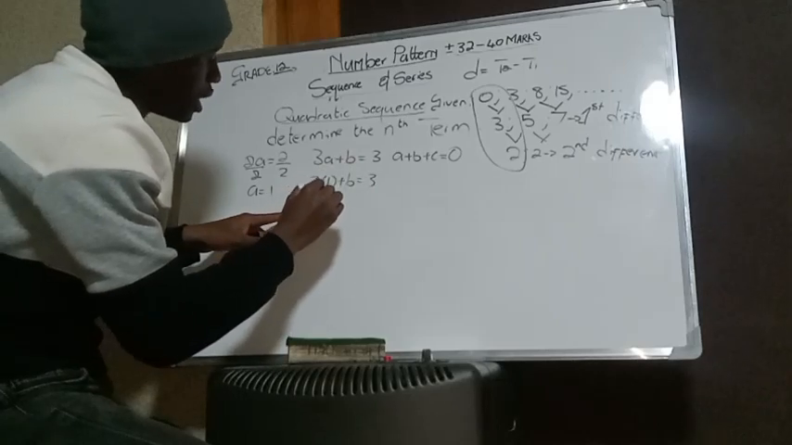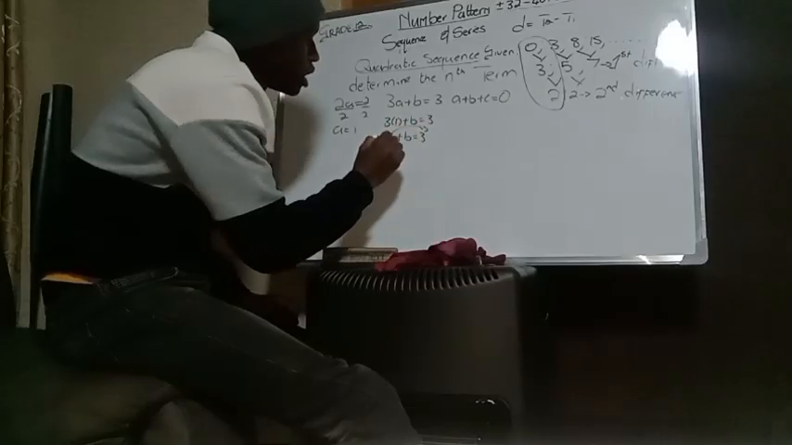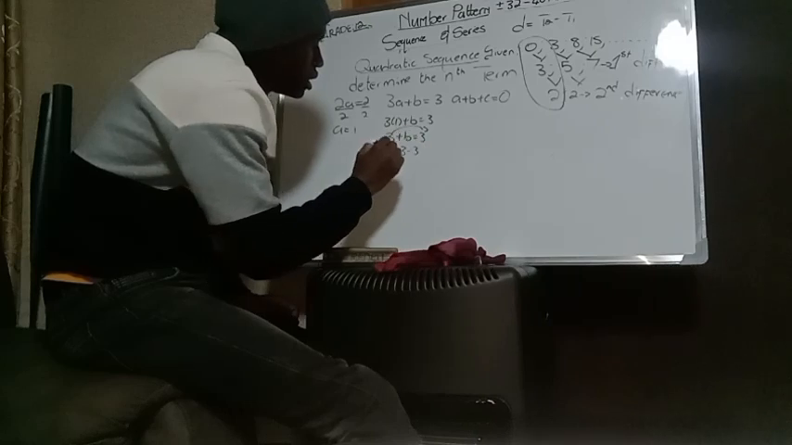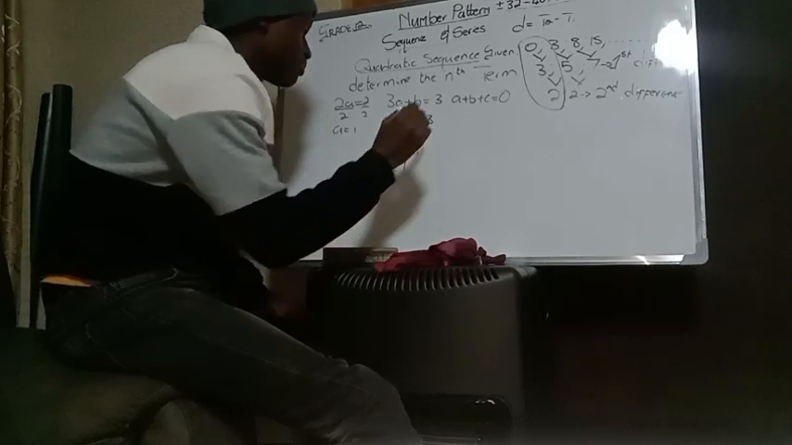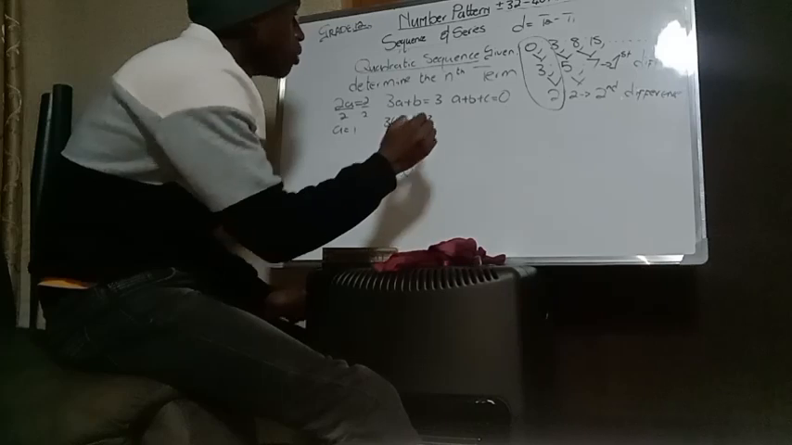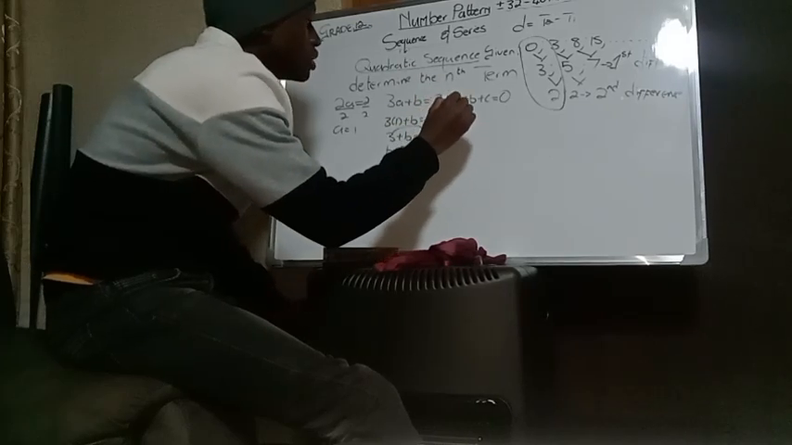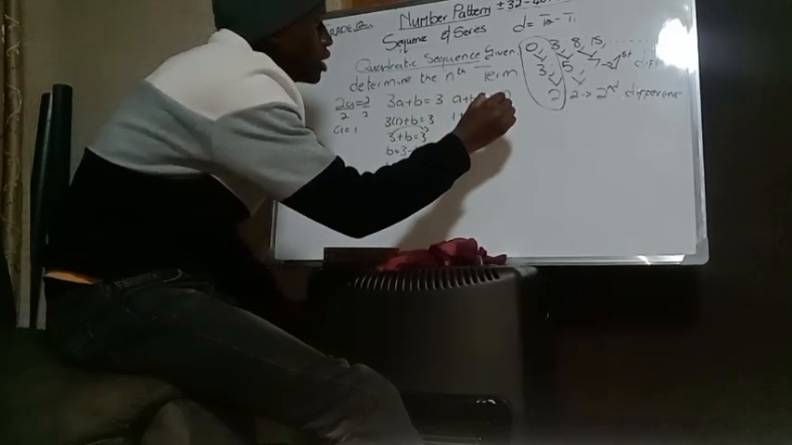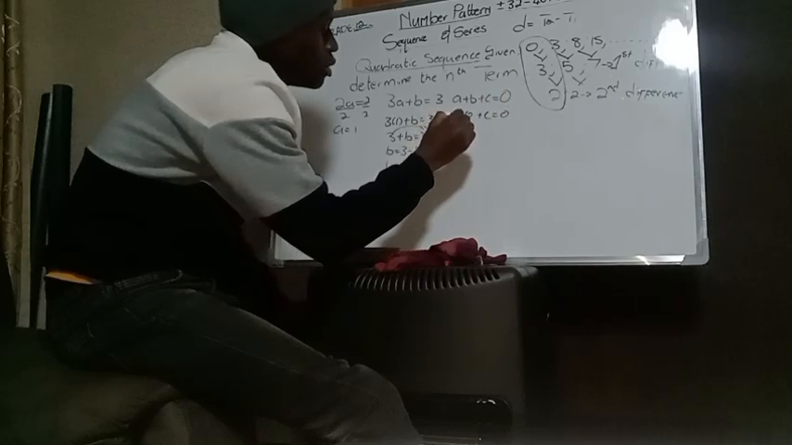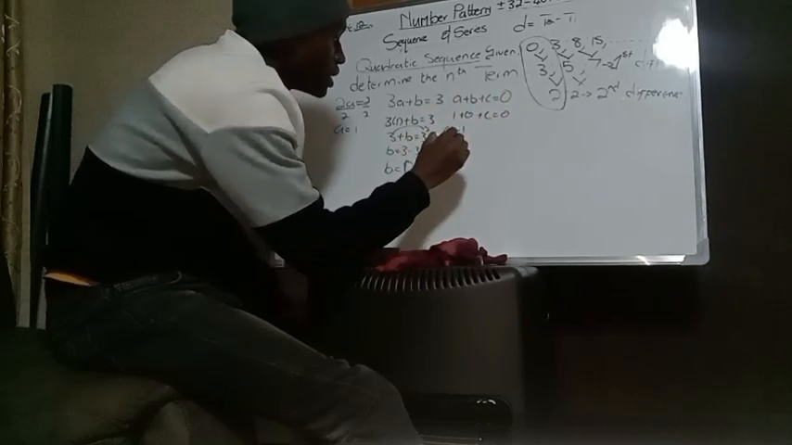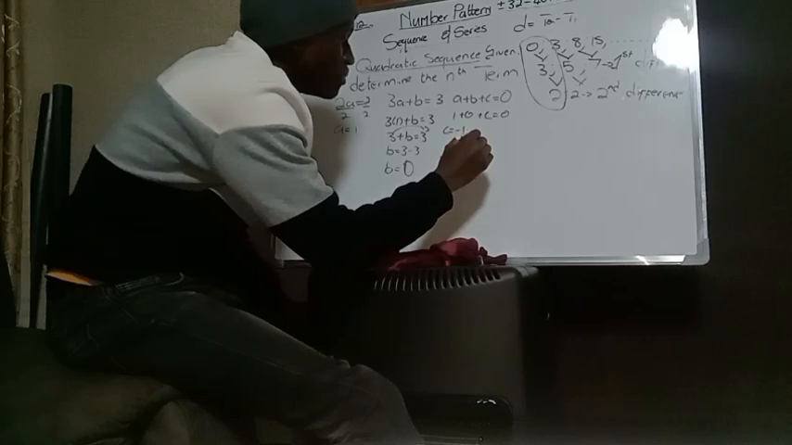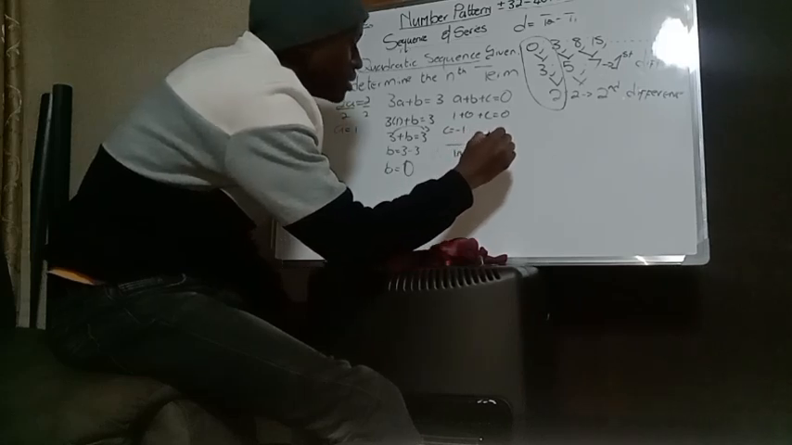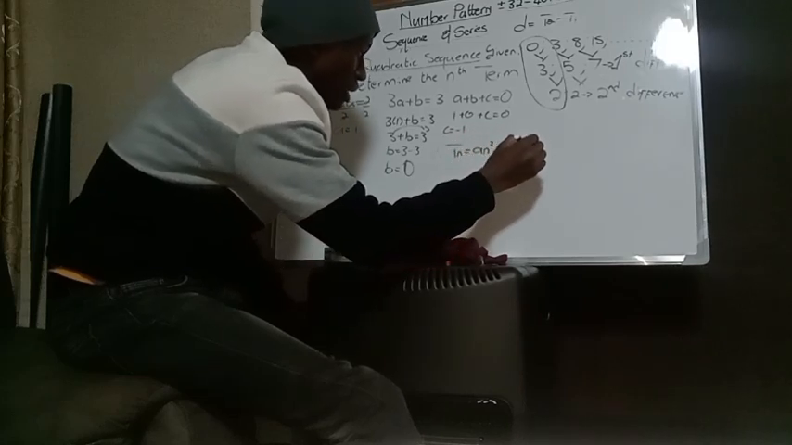Therefore, 3 plus b, we transpose 3, so b is equivalent to 3 minus 3. B is equivalent to 1? No, man, it's equivalent to 0. A is 1, B is 0, C, mathematically, is going to be equivalent to 1. Therefore, Tn is equivalent to an squared plus bn plus c.